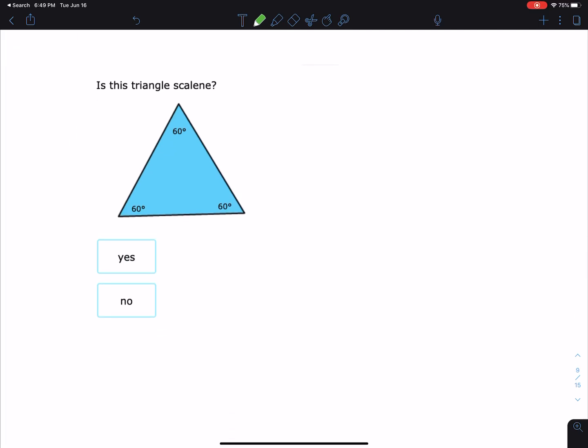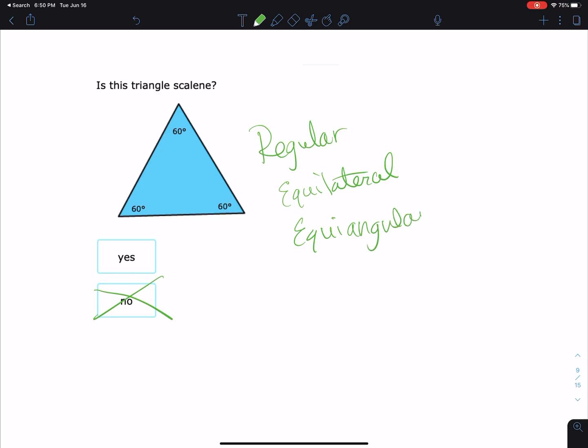Is this triangle scalene? So to be scalene, guys, all three sides and all three angles have to be different. So clearly all three angles are the same, so this is not scalene. What kind of triangle is this, you ask? It's regular. What does regular mean? Equilateral, equiangular, and there's one more word out there. You could call this isosceles, because two or more sides are congruent. You know all three sides are congruent if all three angles are.